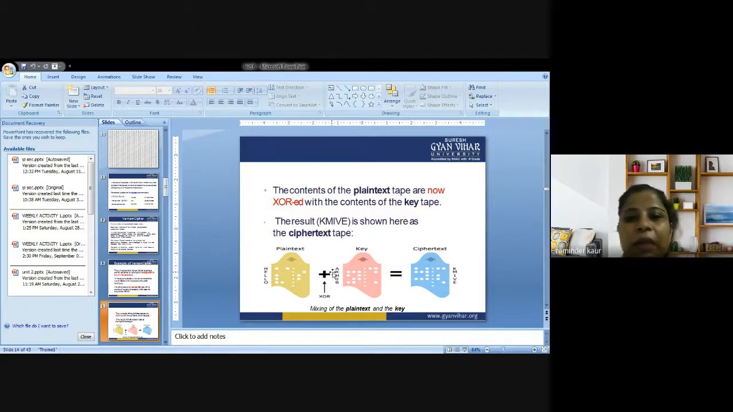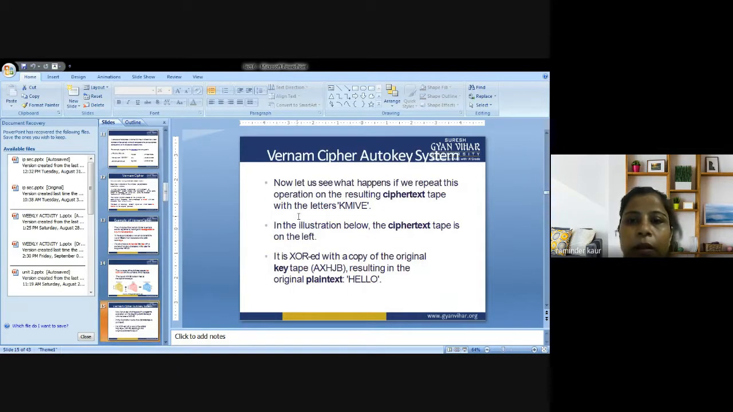So same is the case here. Hello will be XORed with AXHJB, and we are supposed to apply the rule here. After applying the rule, we will be converting the same into the ciphertext. That is, hello will be represented by KMIVE. So this is the mixing of the plain text and the key. These are some theoretical points concerned with the Vernam cipher.